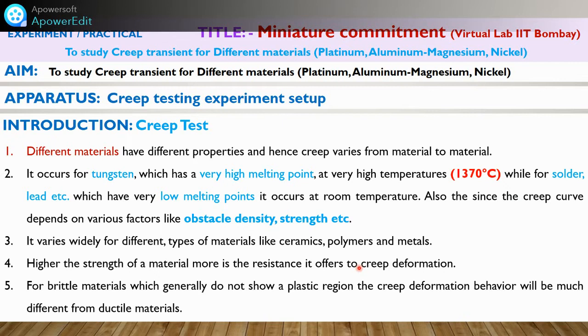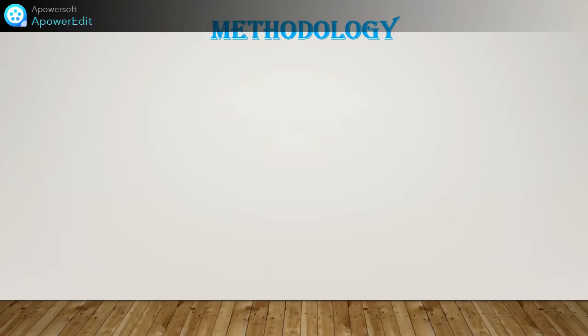Also, since the creep curve depends on various factors like obstacle density, strength etc. 3. It varies widely for different types of materials like ceramics, polymers and metals. 4. The higher the strength of a material, the more resistance it offers to creep deformation. 5. For brittle materials, which generally do not show a plastic region, the creep deformation behavior will be much different from ductile materials.